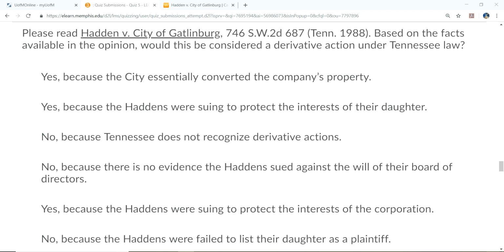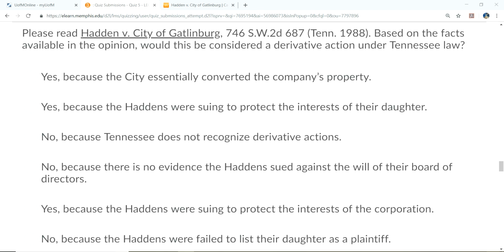The third answer that we could choose from is no, because Tennessee does not recognize derivative actions. And I probably need to do a little bit more research into this since I wasn't able to actually find that specific answer to see if Tennessee does not allow it. Like I said, I tried to Google some stuff and nothing was coming up, but going off what the textbook says, I figured out that this is probably not the answer that I'm looking for.